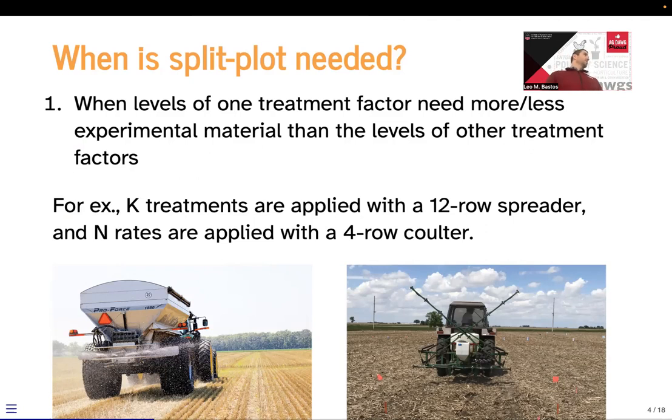How do we accommodate that? One way that we could accommodate this is simply by having all of our plots being 12 rows and then just having the potassium rate applied, and then we come back and apply the nitrogen rate in 3 passes per plot, right? So that could be an option that would still have us in an RCBD without a split plot.